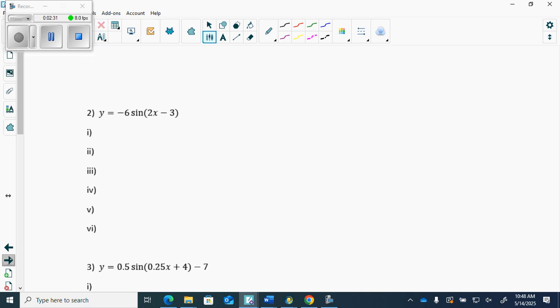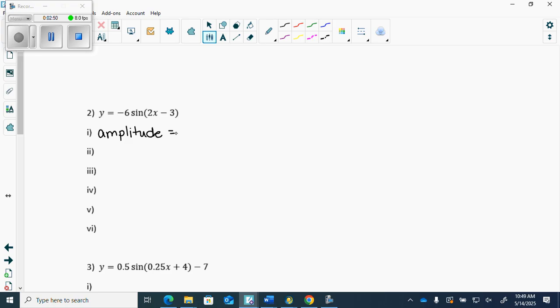What's the amplitude of this one? No one gave me a correct answer yet. What's the amplitude? Nope. It's 6. You guys remember the amplitude?